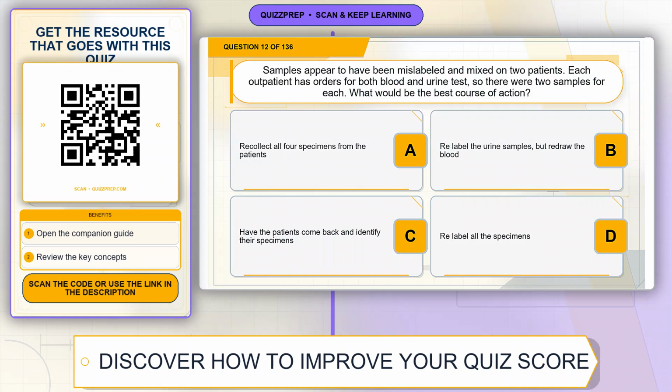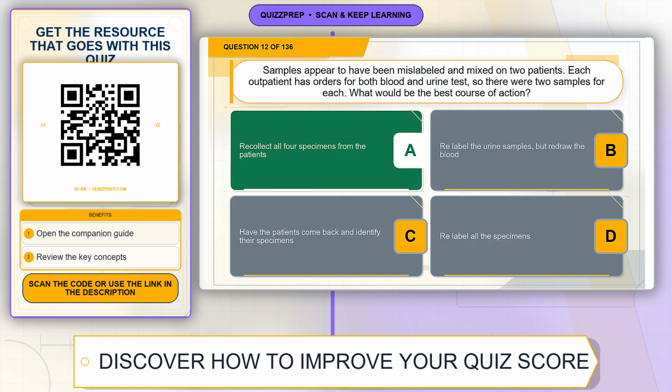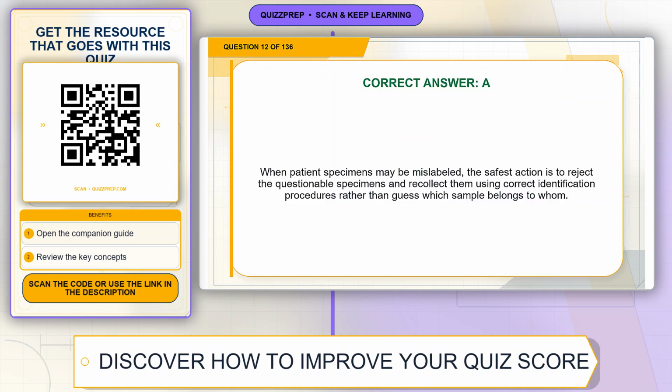Option B, relabel the urine samples, but redraw the blood. Option C, have the patients come back and identify their specimens. Option D, relabel all the specimens. The correct answer is option A, recollect all 4 specimens from the patients. Explanation. When patient specimens may be mislabeled, the safest action is to reject the questionable specimens and recollect them using correct identification procedures rather than guess which sample belongs to whom.